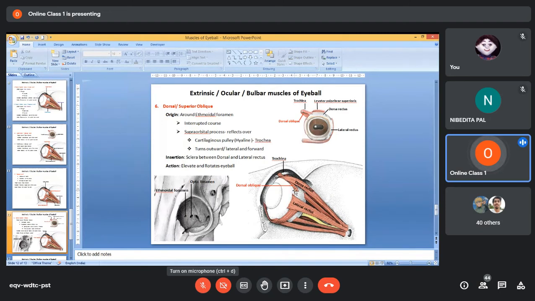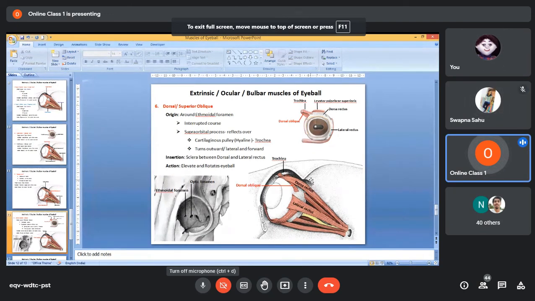That means if this muscle contracts, the eyeball will rotate in this direction. This way it will rotate. Okay, it will rotate in this direction, and also to some extent it will get elevated. So it has two functions. It elevates and also rotates the eyeball. So that is about the dorsal oblique muscle. Okay, you see the nerve supply, the cranial nerves have been taught to you or not? Please tell me, cranial nerves. Yes, sir. Okay, what is the name of the fourth cranial nerve?